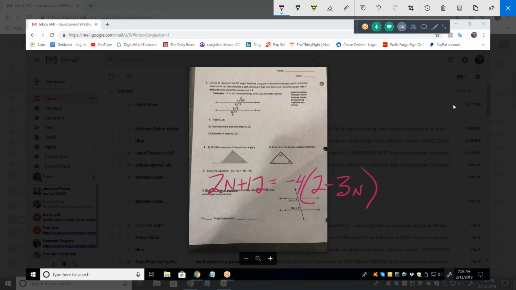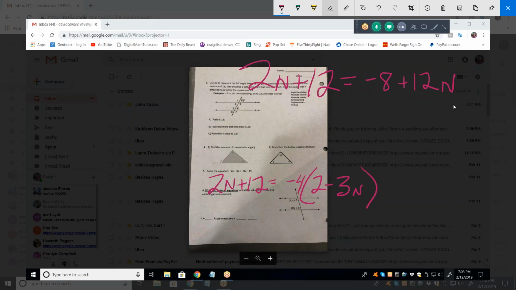You multiply -4 to 2 into -3. Correct. I didn't give myself enough room to write, so I'm going to do that up here. Tell me what that answer is. Go ahead and distribute it. 2n plus 12 equals -8 plus 12n. Very good.